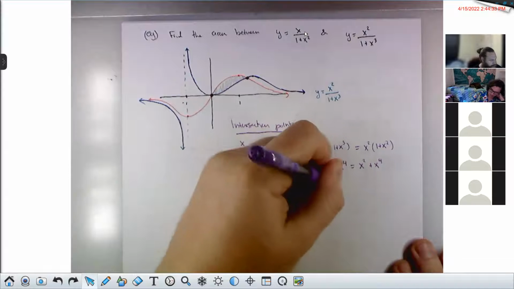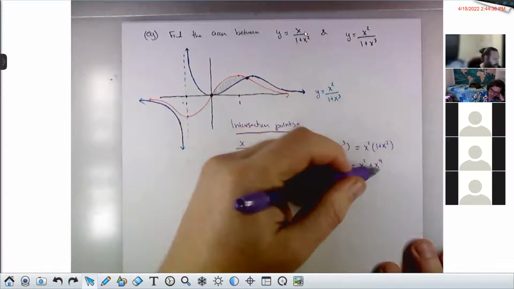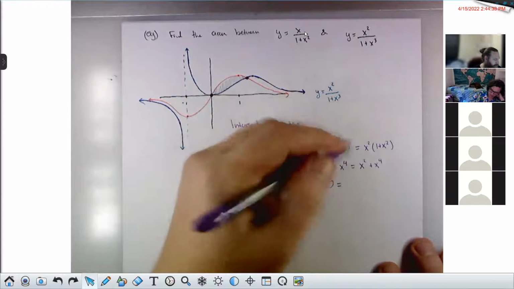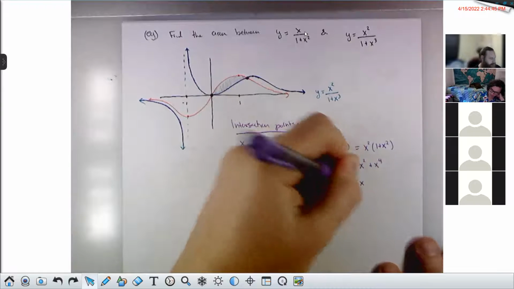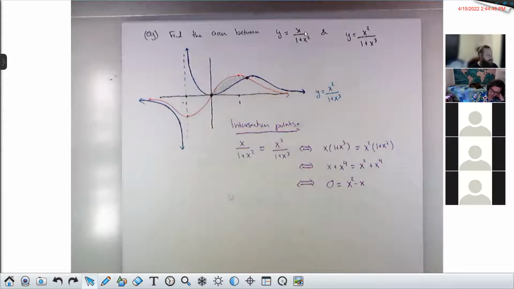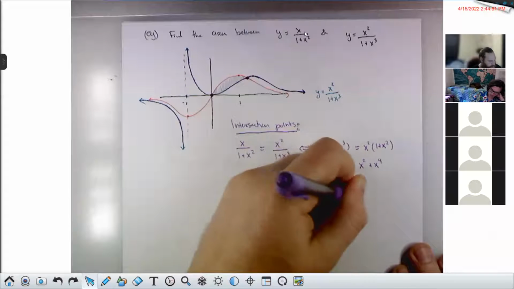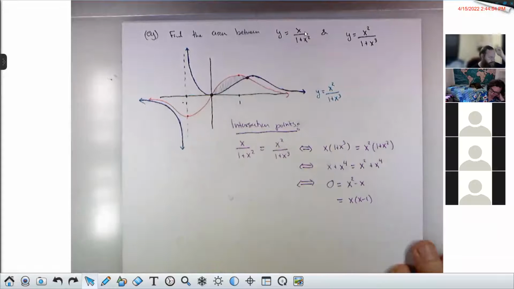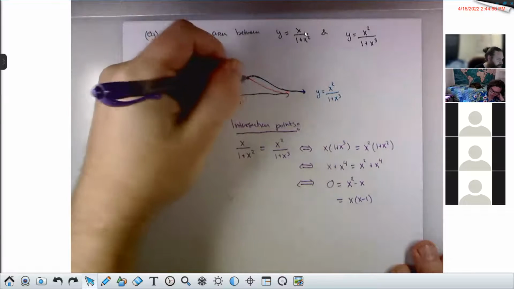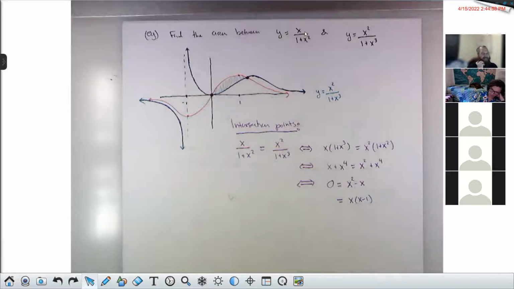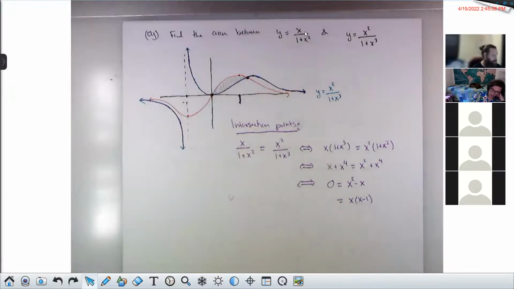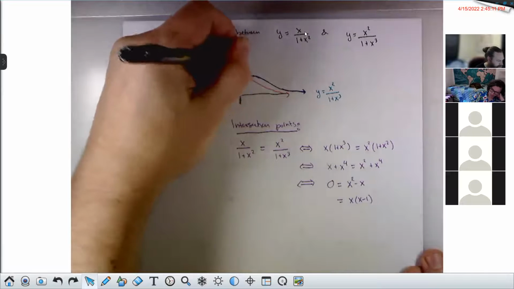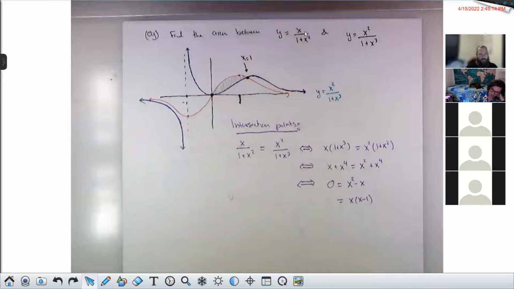And if I pull everything to one side, x to the 4 minus x to the 4 is 0. That's nice. And then x squared minus x is all that's left. And this, if I factor out an x, I get x times x minus 1. So yeah, this max should be at this intersection point. That's okay. Retcon that a little bit, and we'll label this point as x equals 1. Good enough.